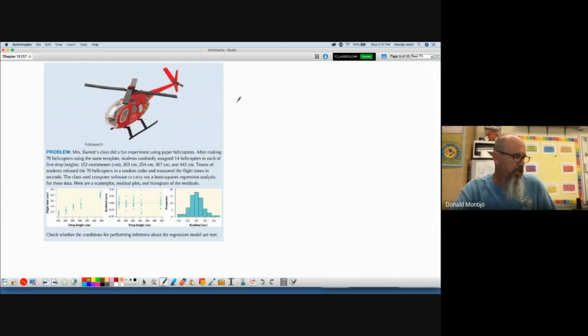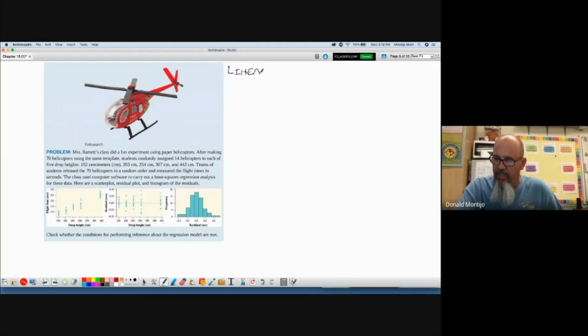Let's take a look at an example with helicopters. Mr. Barrett's class did a fun experiment using paper helicopters. After making 70 helicopters using the same template, students randomly assigned 14 helicopters to each of 5 different drop heights. The team of students released the 70 helicopters in random order and measured the flight times in seconds. The class used computer software to carry out a least squares regression analysis for these data. Here are the scatter plot and the residual plot. Our job is to check whether the conditions for performing inference have been met.